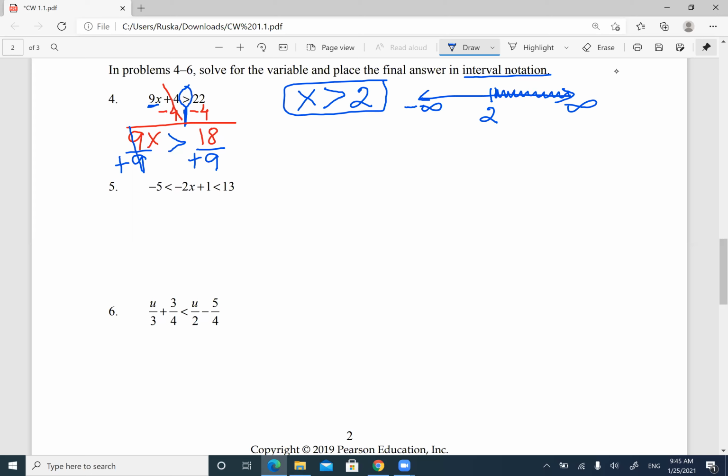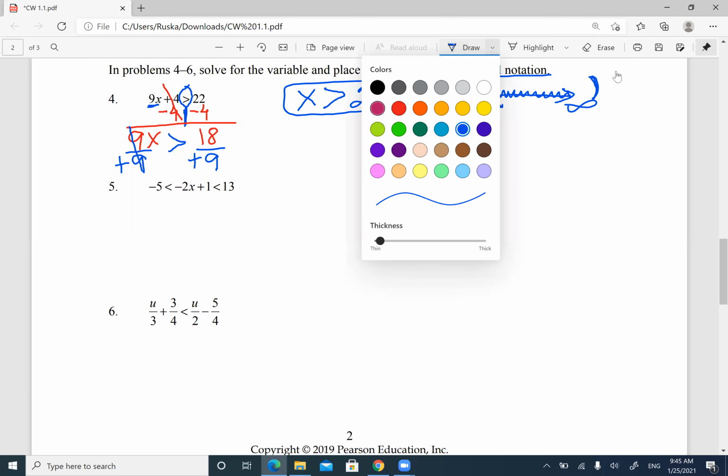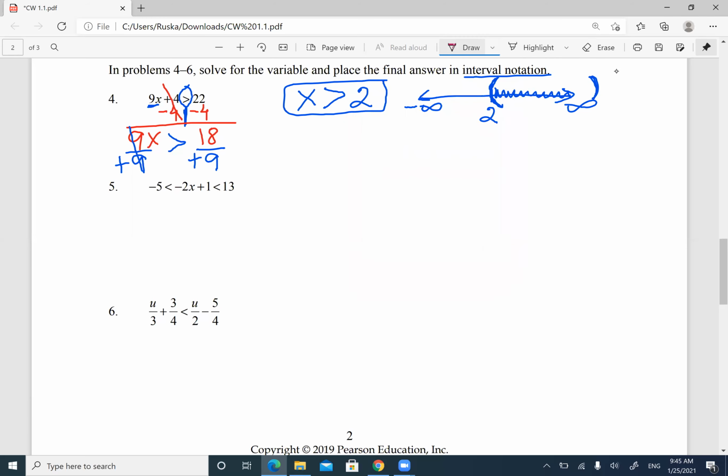Now, because you have greater than, we're going to use parentheses. So 2, and infinity is always with parentheses. So my solution left to right, this is how you write it as a final solution: parentheses 2, comma, infinity, parentheses. So your answer in interval notation is (2, infinity).